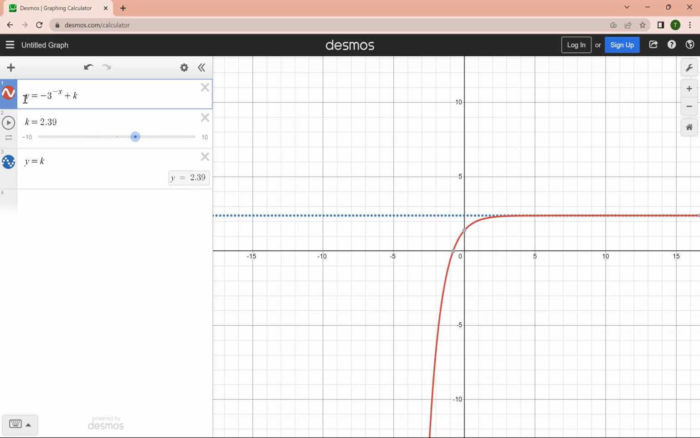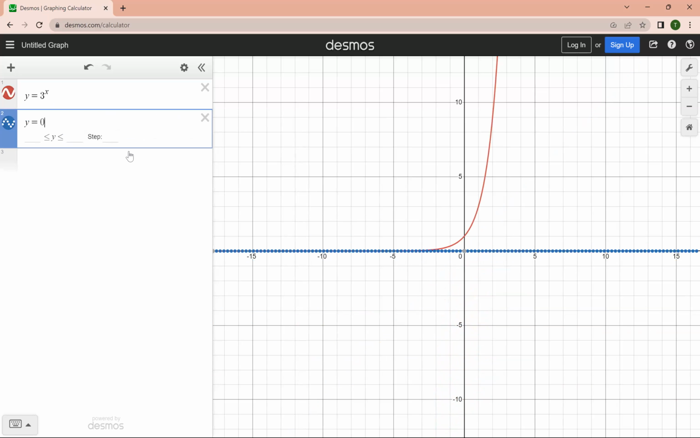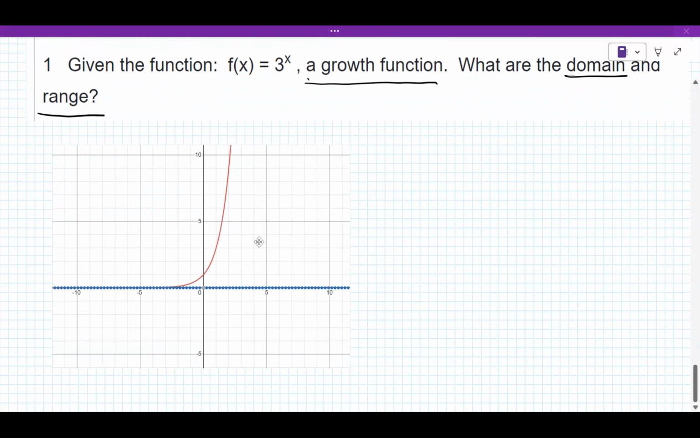Okay, let's go back to the original here, and let me just graph y equals 0. I'm going to grab a snip of this and we'll go talk about how to actually write the answer in the problem. All right, new share. Sorry, just too many buttons to click. No, it's okay. All right, so we're back to the other screen and it's asking about domain and range.